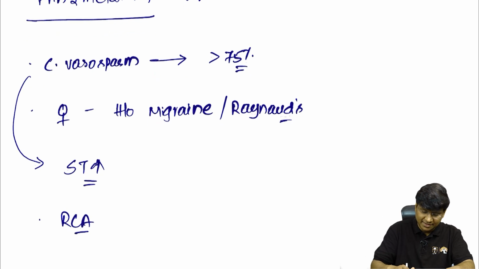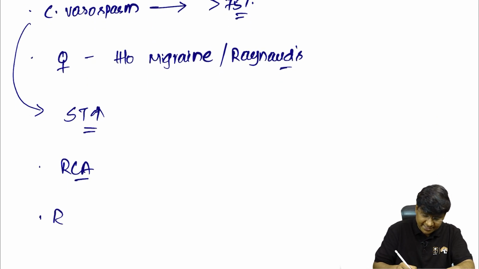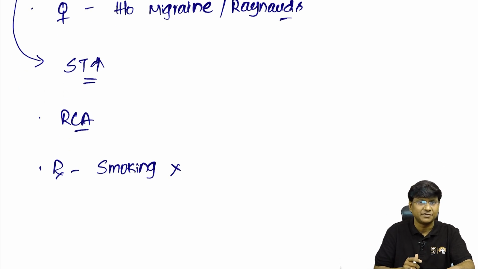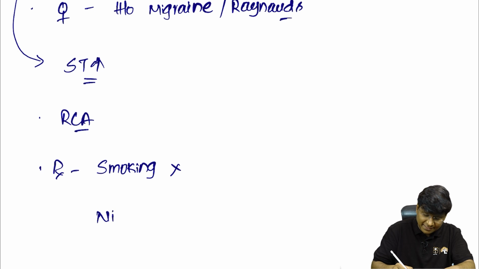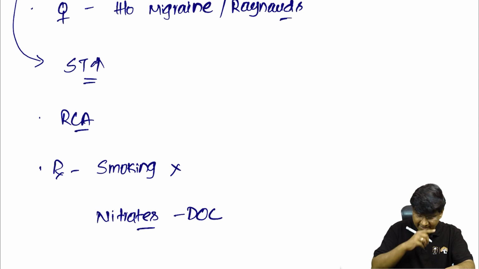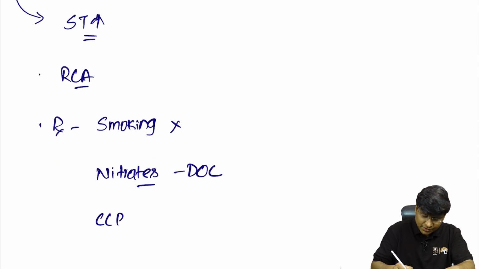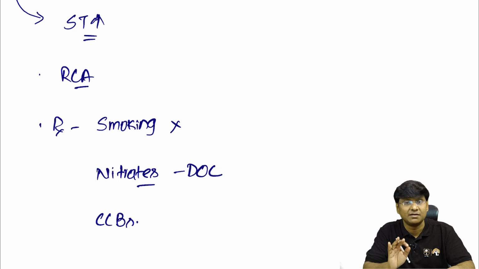Then how will you treat these patients with Prinzmetal angina? The very important part of the treatment is smoking cessation. That's a very important part of the treatment. And the next important part is the drug of choice, which will be the nitrates. And the drugs that can be given for maintenance therapy are the calcium channel blockers, right? Calcium channel blockers, okay?